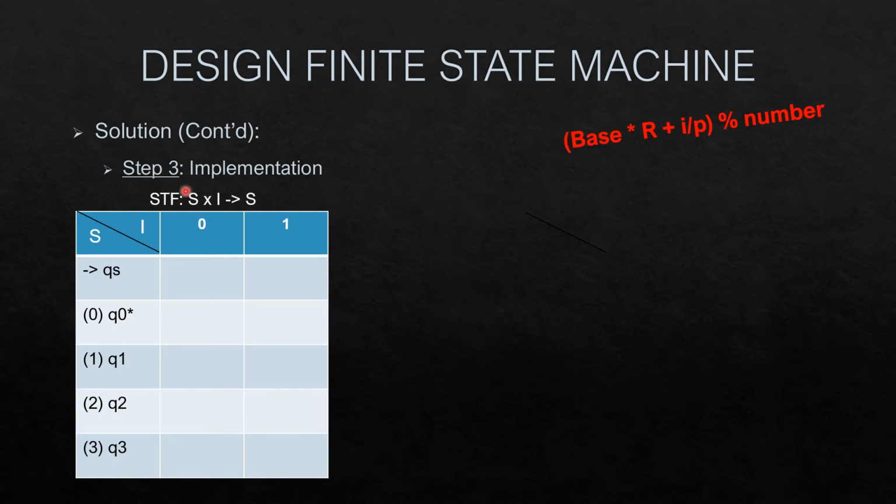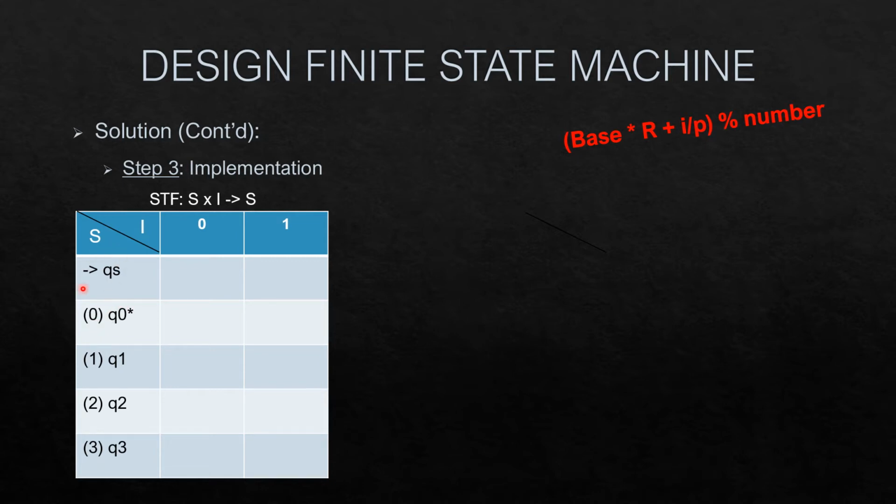So let's begin the implementation. We have STF defined as S cross I, giving us the next state that it should transit to. So we have S as states Qs to Q3, Qs representing the initial state or start state represented with an arrow, Q0 marked with a star representing the final state, and Q1, Q2, Q3 representing remainders 1, 2 and 3 when a binary number is divided by 4. In the Q0 state, when we have remainder 0, we reach the conclusion that the given binary number was divisible by 4.